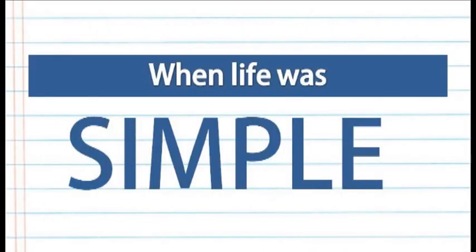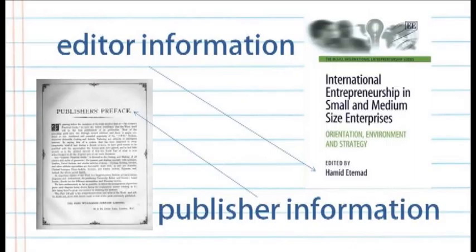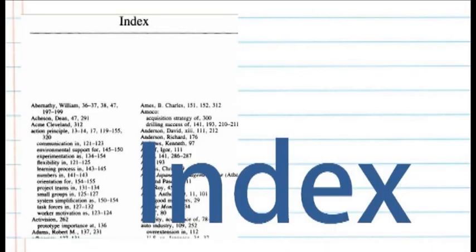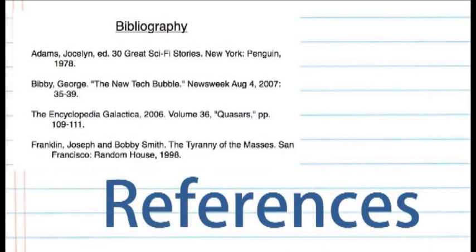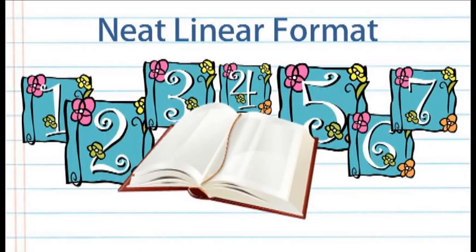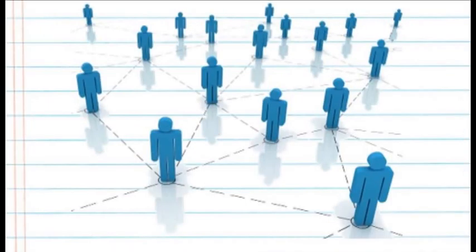You know, there was a time when life was simple. If you wanted to learn more about something, you would go pick up a book, and books are nicely organized. You find editor information, year of publication. You start with a table of contents and end with an index. The references are also easily recognizable. But probably most of all, books are numbered neatly. The higher the page number, the further along you were in the reading. It must be the case, then, that books deserve the utmost credibility in an academic community.